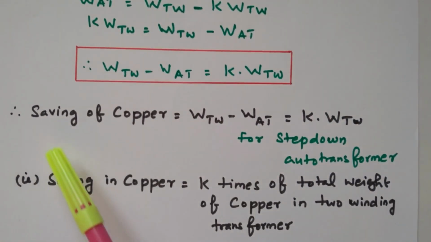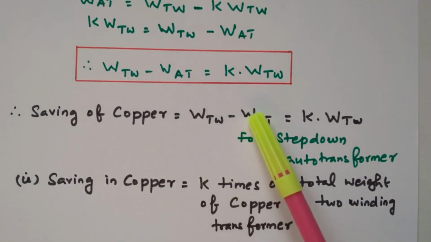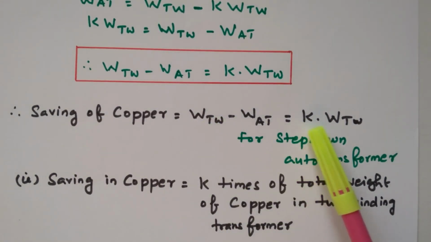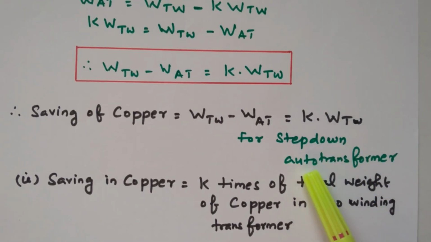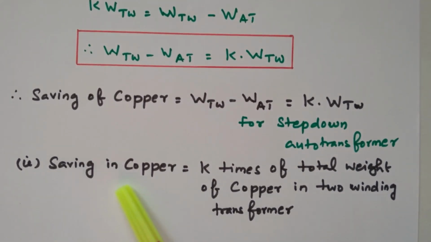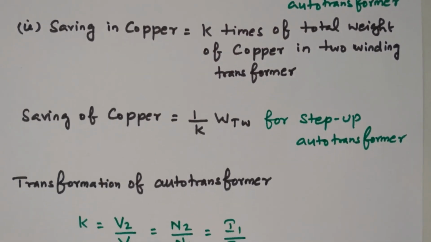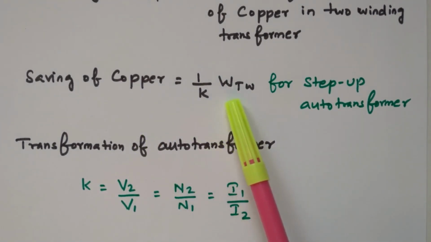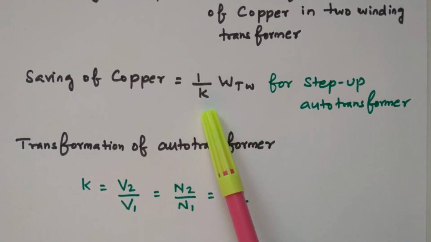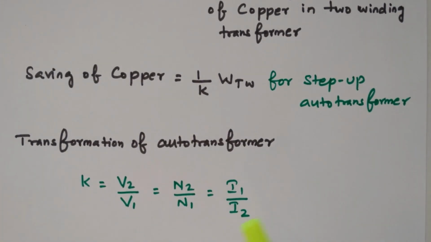It is given as the saving of copper, that is, the difference in weight between the primary and secondary windings, is K times the weight of the two winding transformer. This is applicable for a step down transformer. What is the meaning? The saving in copper is K times the total weight of copper in the two winding transformer. In case of a step up transformer, it is 1 by K times WTW. Previously K times, here 1 by K times, by referring to the transformation ratio V2 by V1 equals N2 by N1 equals I1 by I2.